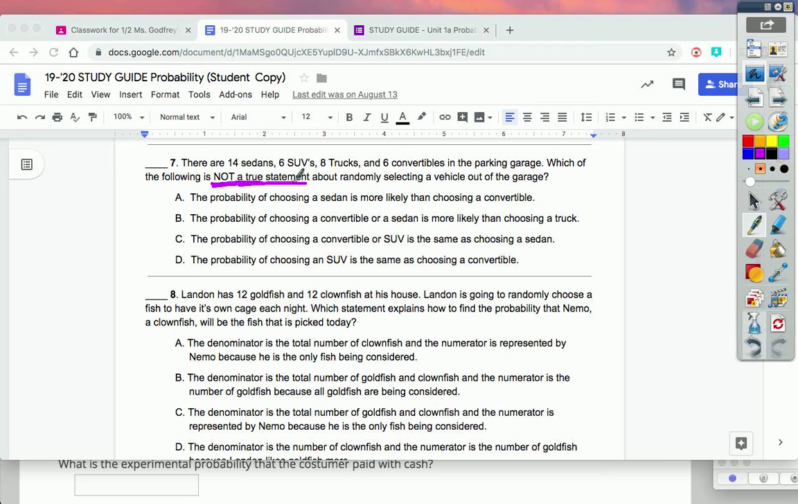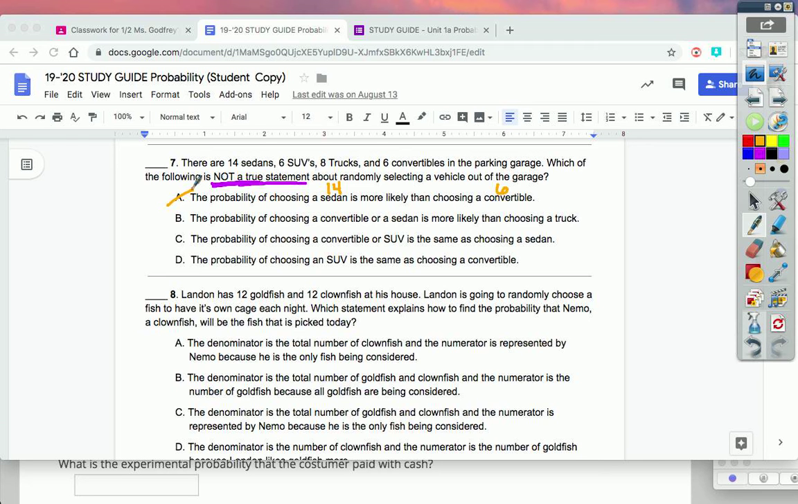Now, so I can look at it a little bit better, I start using my pencil. The probability of choosing a sedan is more likely than choosing a convertible. So we have 14 sedans and 6 convertibles. We're trying to see if this is a true or false statement. We're looking for our false statements. So is the probability of getting 14 more than getting 6? That is true. So we know this one is not the correct answer.